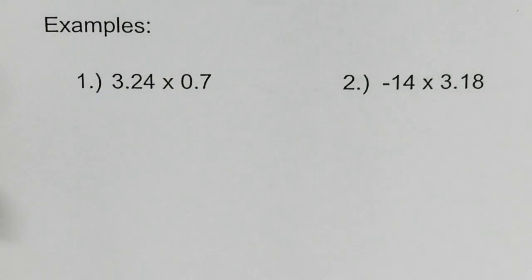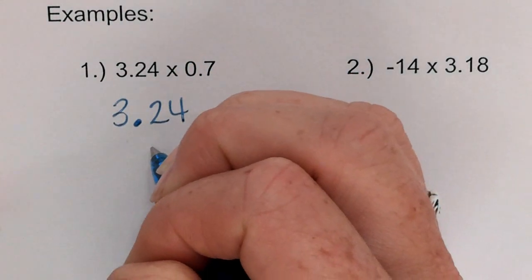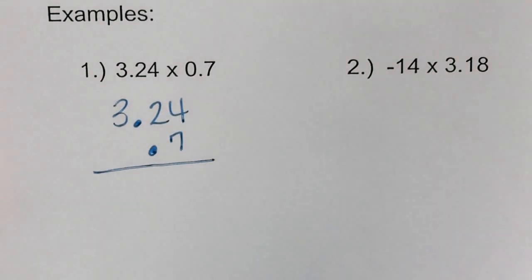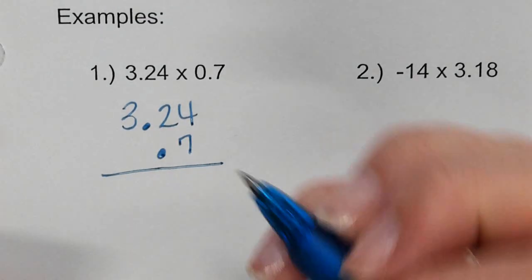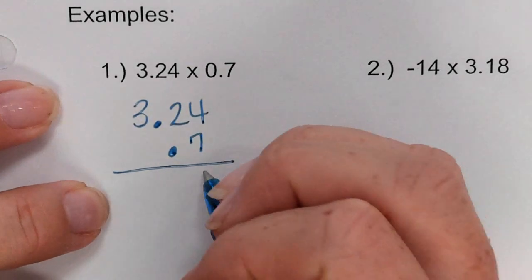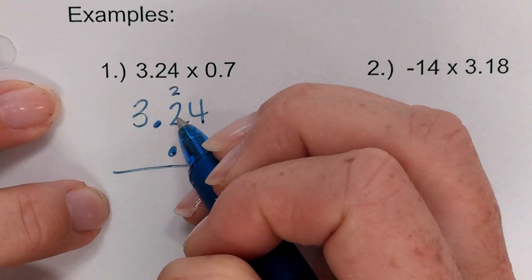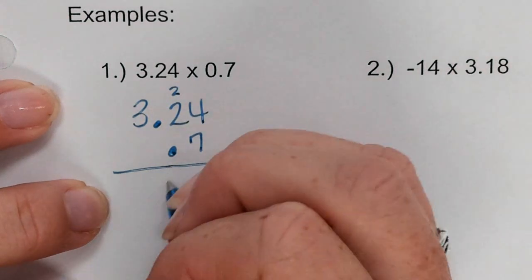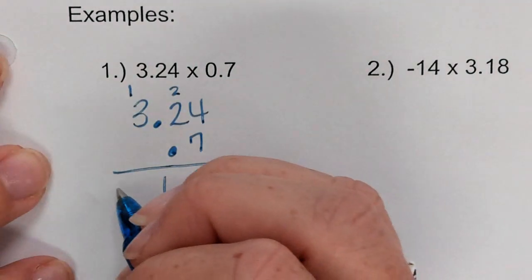3.24 times 0.7. So I'm going to write 3.24 times 0.7. Do I even need the 0? No. Now again, if you wanted to, you could literally leave the decimals out and then deal with them at the end. Like you don't even have to write them here. Okay? We're going to pretend that they're not even there. So I'm going to do 7 times 4, which is 28. Carry my 2. 7 times 2 is 14 plus 2 is 16. Carry my 1. 7 times 3 is 21, plus 1 is 22.